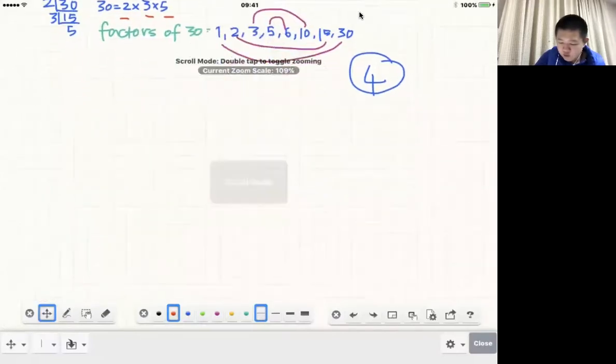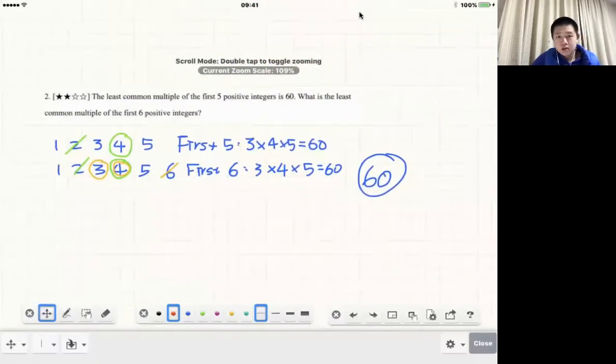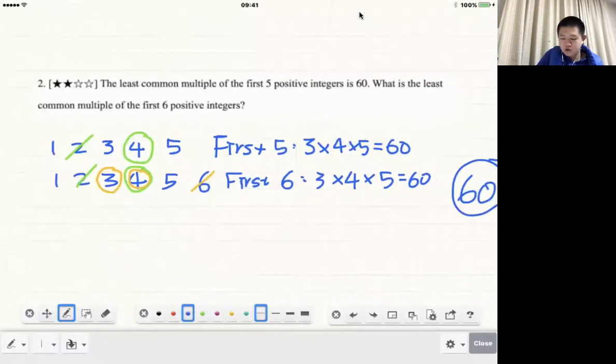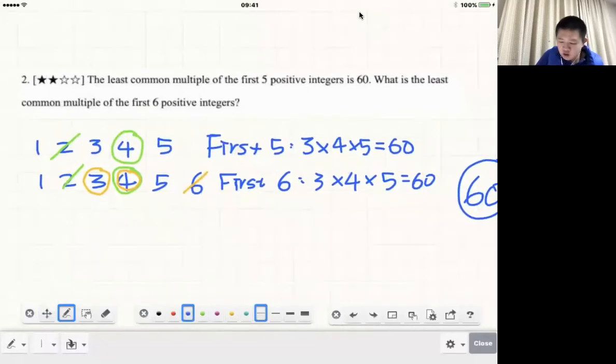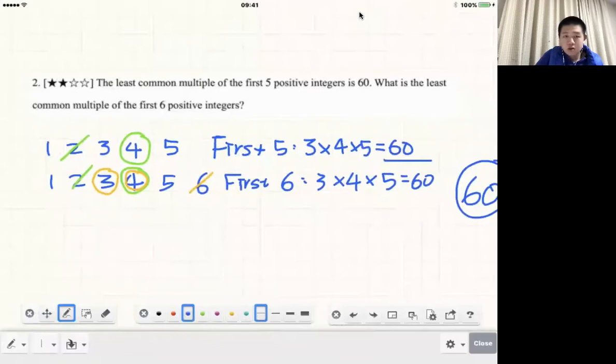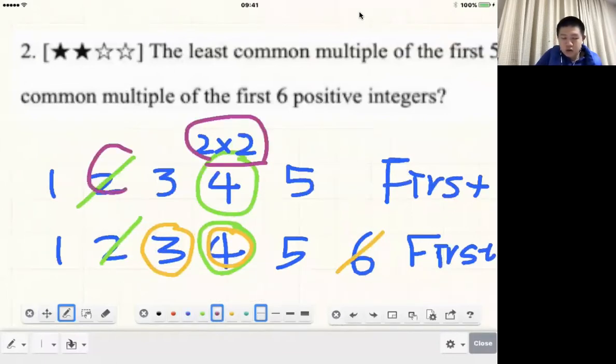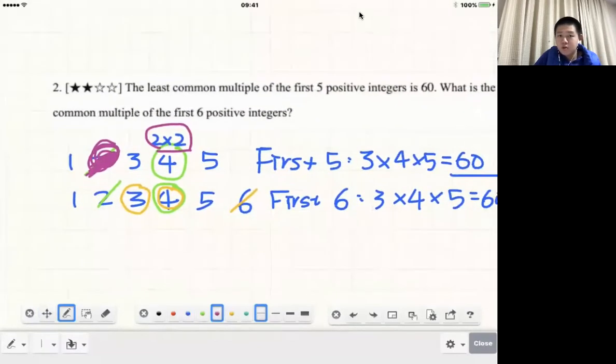And for question number 2, it asks about the common multiple of positive integers. First it gives you a definition of 1, 2, 3, 4, 5, in which the first five positive integers, their common multiple would be 60. In this case, you multiply 3, 4, and 5 together. You are not multiplying 2 here because when you have 4, you can treat it as 2 multiplied by 2, and it already included two 2's. So it has already included this 2, so you don't need to include it anymore. So in this case, you're multiplying 3, 4, and 5.